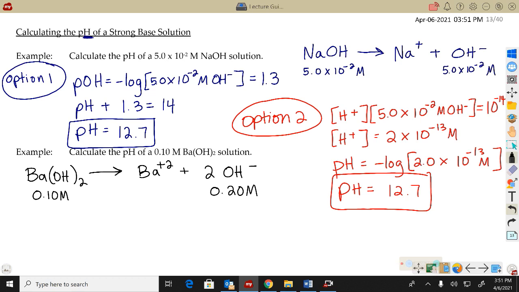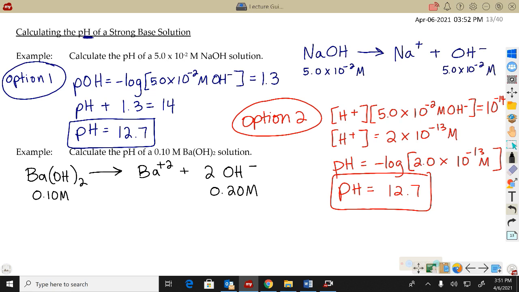And so we just have to be a little bit careful here that I've got this strong base, but it gives me 2 hydroxide ions. And technically for pOH, I need the total hydroxide concentration. Or if I were going with option 2, same thing, I would need the total hydroxide concentration. And then I could solve for hydrogen.